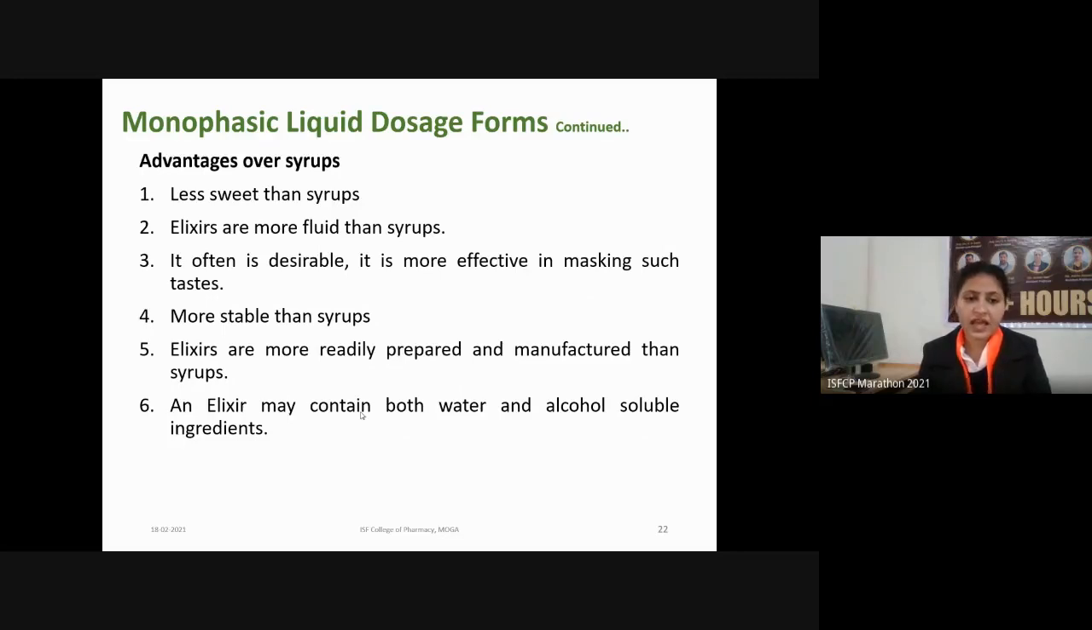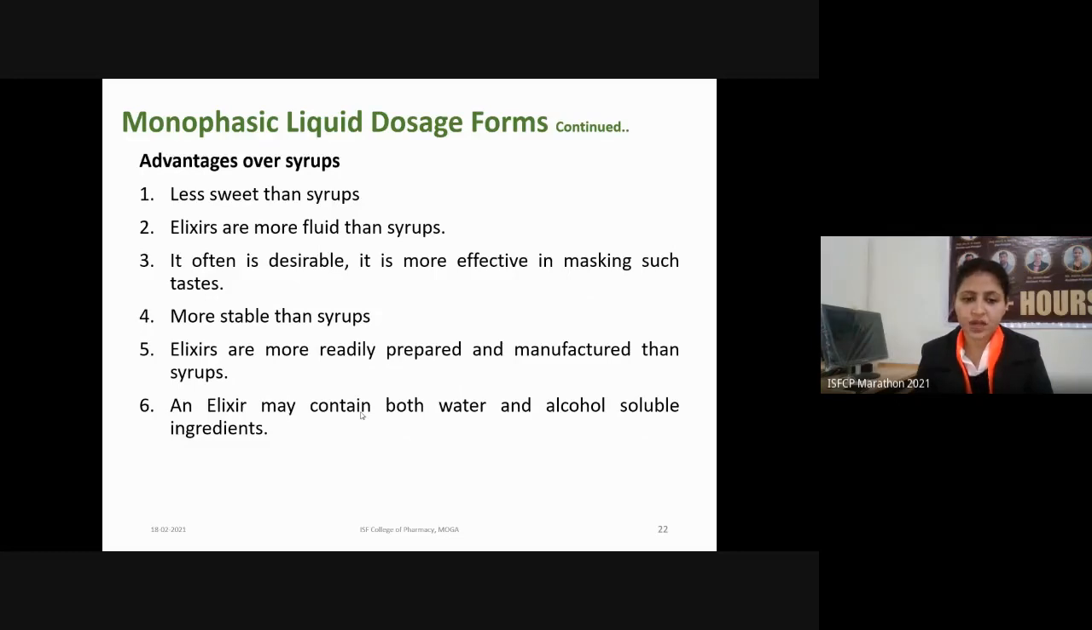And the last advantage of elixir over syrup is that the elixir can contain both alcohol and water soluble ingredients, because alcohol can act as a co-solvent for water. Drugs which are not soluble in water can be dispensed in the alcoholic phase, and then we mix the alcohol and water together. It means we are increasing the solubility of the ingredients in the water.